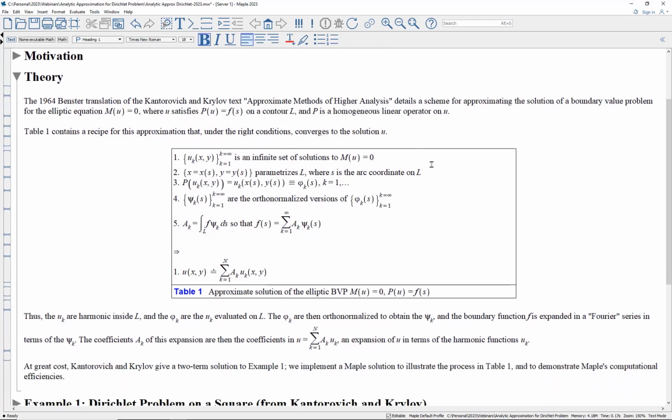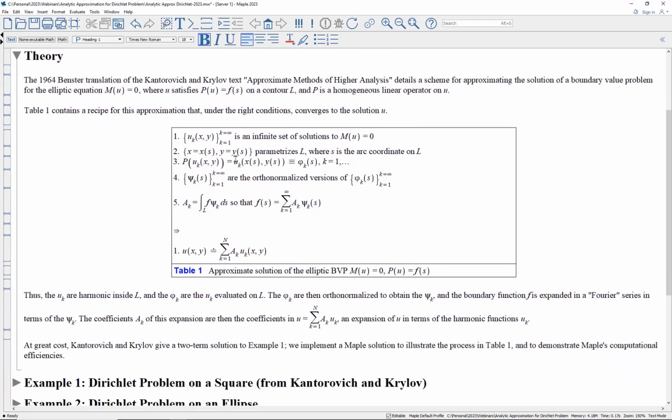So here are the steps to the method. You get an infinite set of harmonic functions for Laplace's equation, or an infinite set of solutions to the partial differential equation. Don't worry about the boundary conditions. Parameterize the boundary using arc length as the parameter. Evaluate these functions U on the boundary. They become functions of the arc length parameter. Call them phi k. Orthonormalize them. Call them psi k.